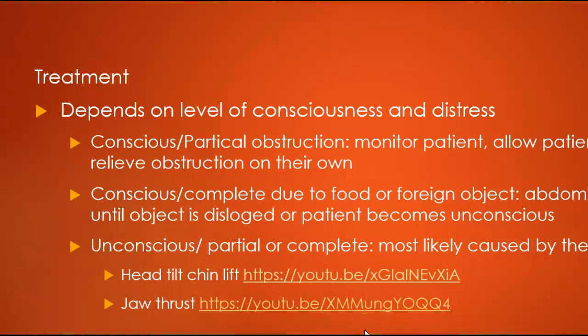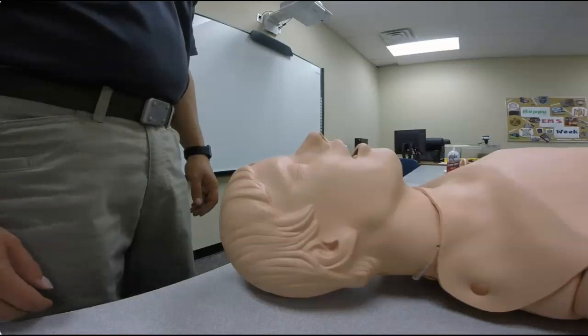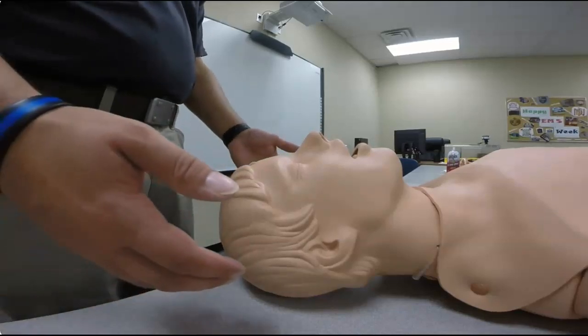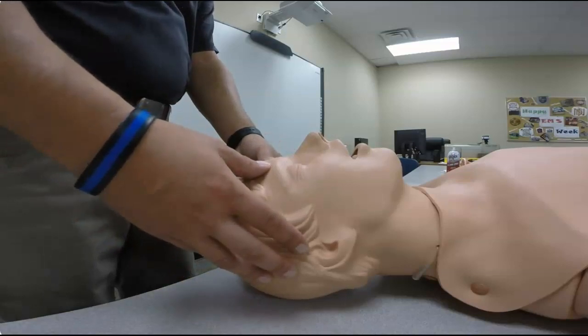Okay, so that was your head tilt chin lift maneuver. Now moving on to the jaw thrust maneuver. This maneuver is suitable for patients who have some evidence of a spinal cord injury. So they're going to demonstrate this maneuver to you now. This is going to be the side view of the jaw thrust. Remember that we want to use this if we're suspecting that the patient does have a cervical spine injury.